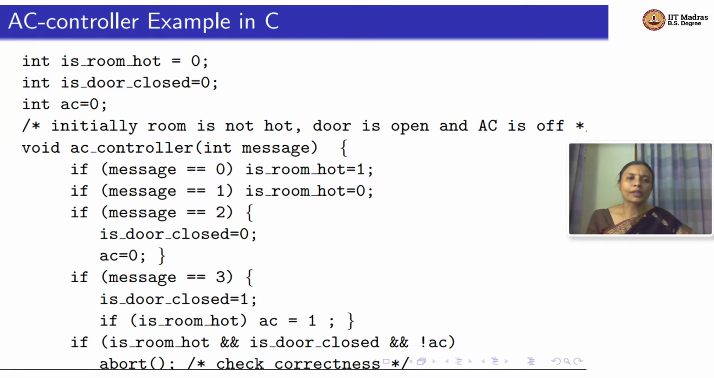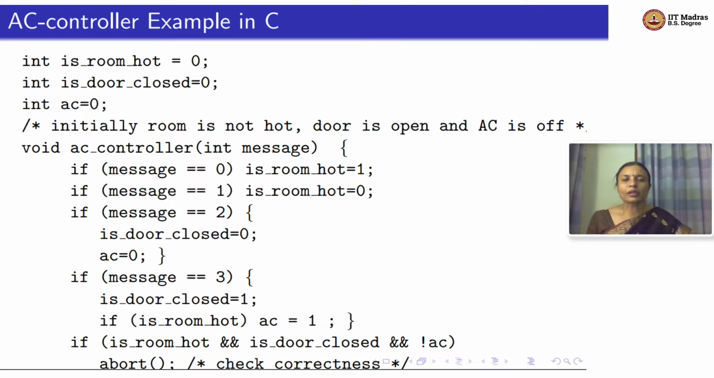So there are variables, a lot of Boolean variables. Variables like, is the room hot? If it's 0, then it means the room is not hot. If it's 1, then it means the room is hot. Is the door closed? 0 or 1. Is the AC on or off? 0 or 1. So initially the room is not hot, the door is open and AC is off. So all the 3 variables are set to 0.